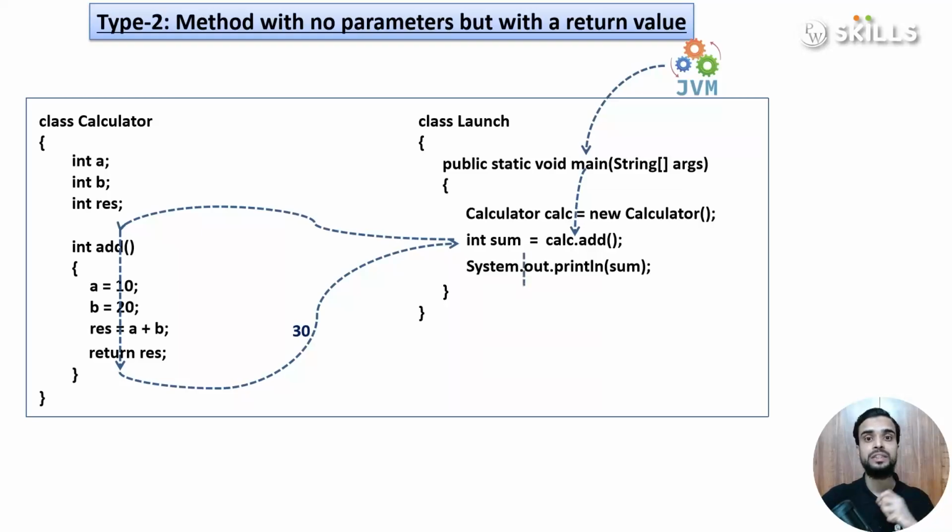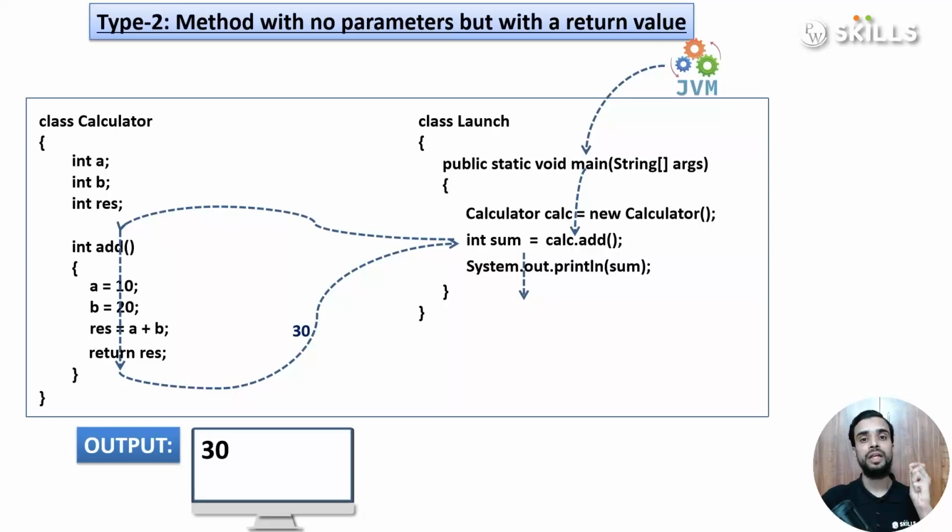And when this print statement is executed, immediately on the output screen, we should be able to see the output as 30 like this. And now the control realizes that there are no more statements within the main method to be executed. Hence, control would leave the main method, and once it exits the main method, it should get back to the JVM.